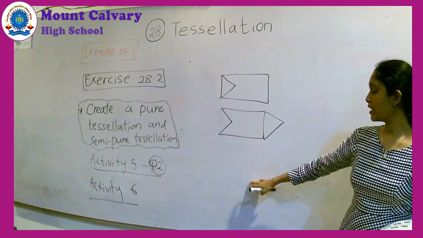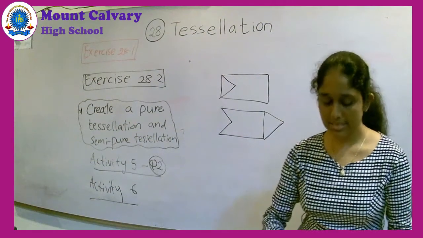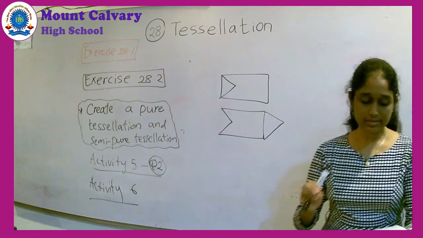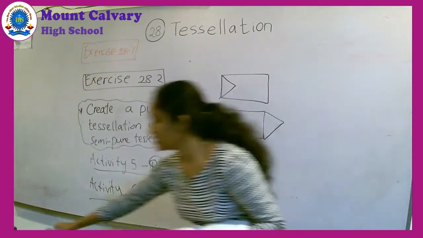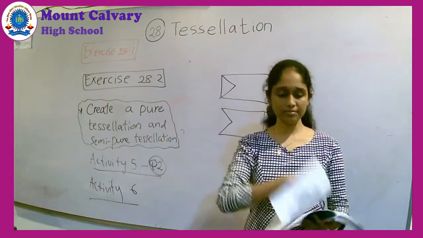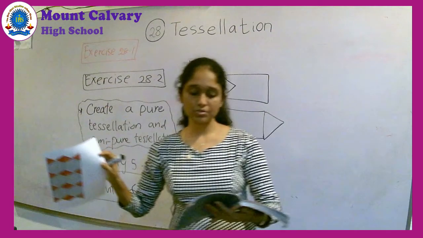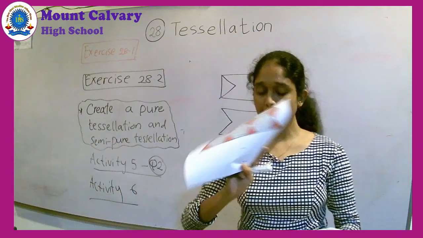Then we have divided that tessellation into 2 groups, pure and semi-pure. Pure tessellation means tessellation using only one shape. Then semi-pure means tessellation using 2 or more shapes. Here, hexagon and a triangle. So that is semi-pure tessellation.